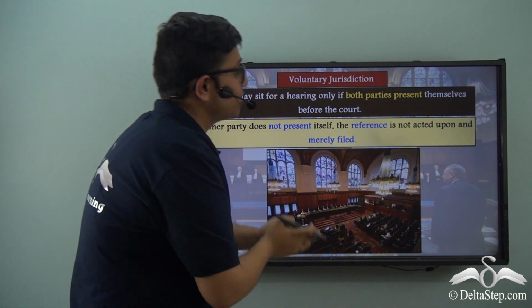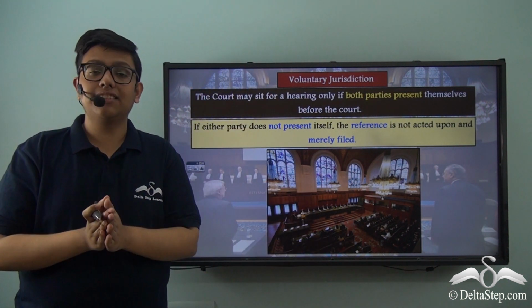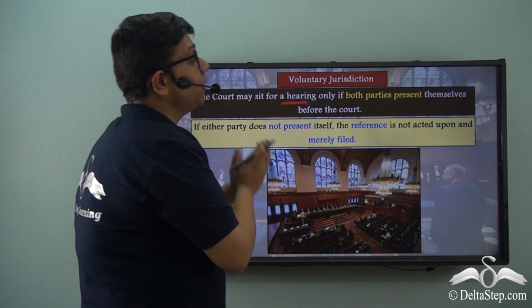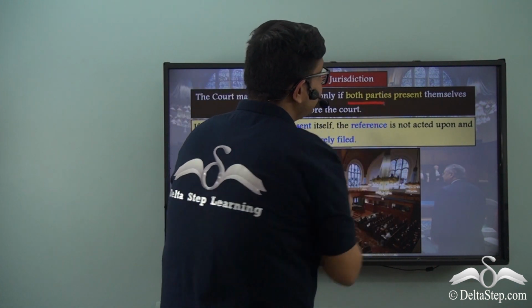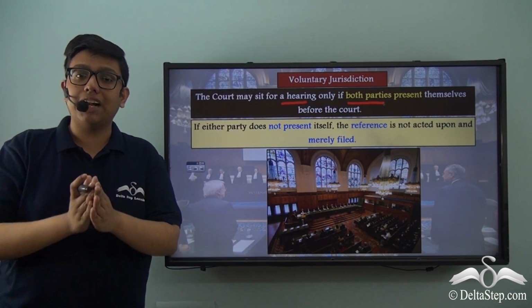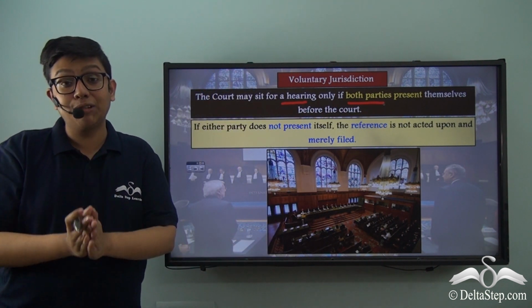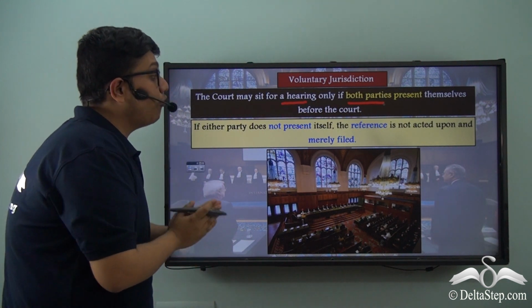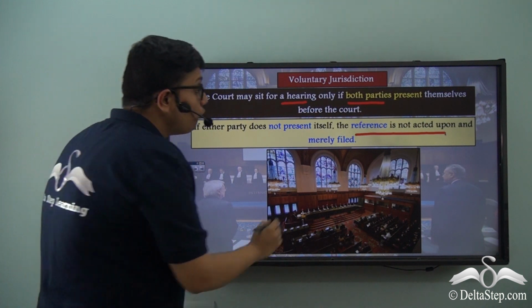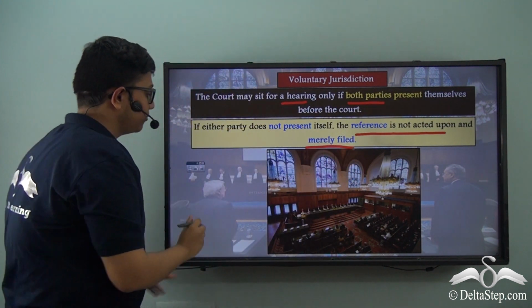Even if the International Court of Justice takes up the case, it will not sit for a hearing until both the parties are physically present before the court itself. What happens if either of the parties fails to present itself before the court? In that case, the reference is not acted upon and is merely filed before the court itself.